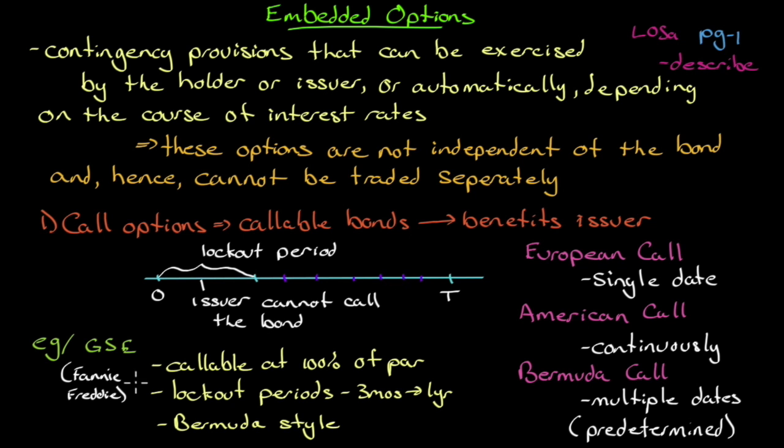So let's look at an example of one. Government-sponsored entities, Fannie or Freddie, have bonds that are all pretty much callable at 100% of par. The lockout periods are anywhere from 3 months to 1 year, and they are Bermuda style.